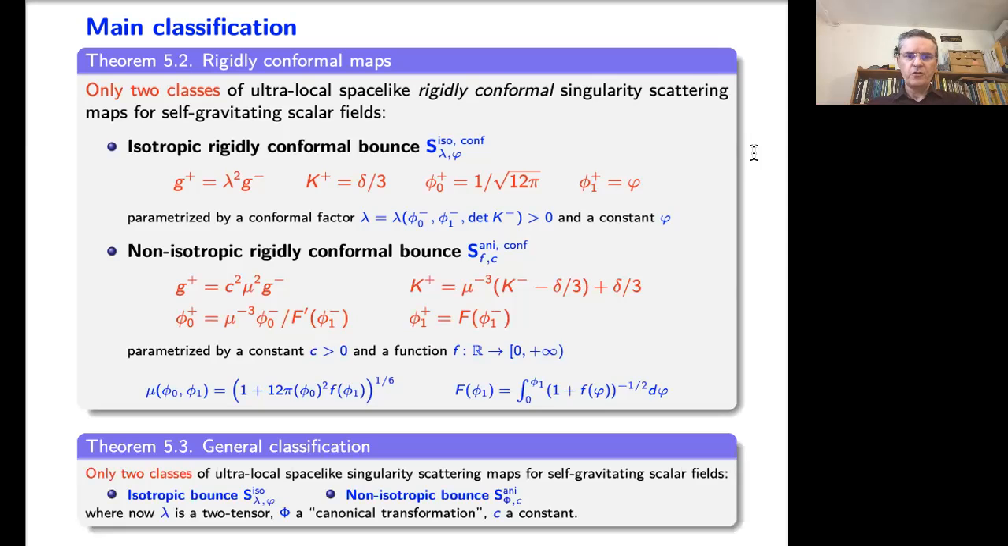So now I'm not going to give the general classification here, but the result is exactly of the same spirit. Only two classes of ultra-local space-like singularity scattering maps for self-gravitating scalar fields: isotropic bounces, similar to the one before, and non-isotropic bounces, also very similar. Now, lambda becomes a two-tensor, and phi is something we call a canonical transformation of the matter, and we also have a constant c. Although I'm not going to give you the formula, we have it, everything is completely explicit, depending only on these parameters. What I can do is restate this result from a different point of view.